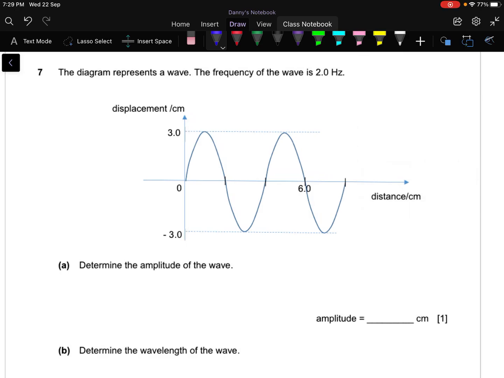Okay, I will move on to question 7. So question 7 is about your wave. For wave, there are actually two graphs. For question 7, it is showing one graph. Do you know what is the other graph?